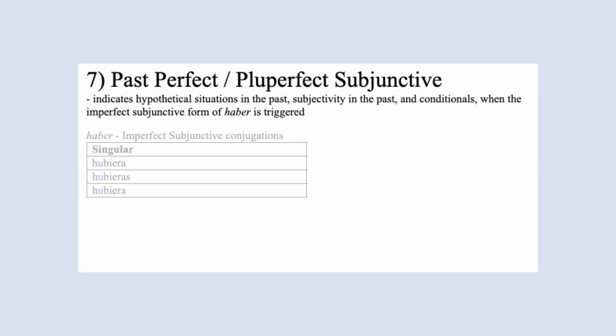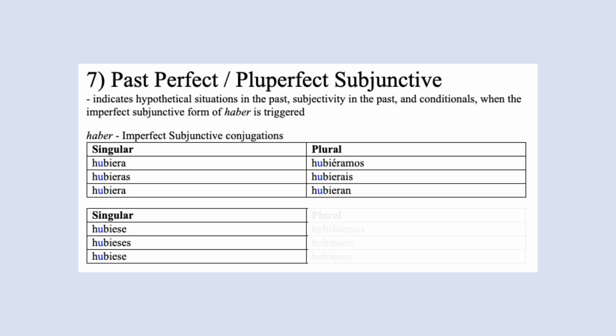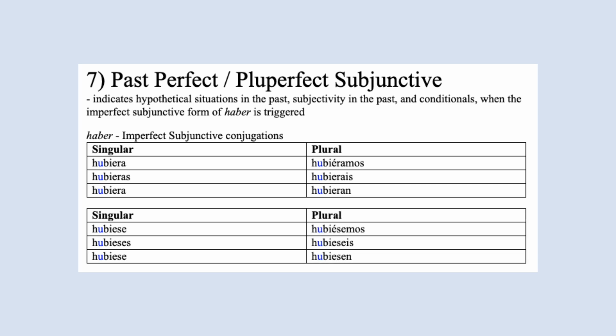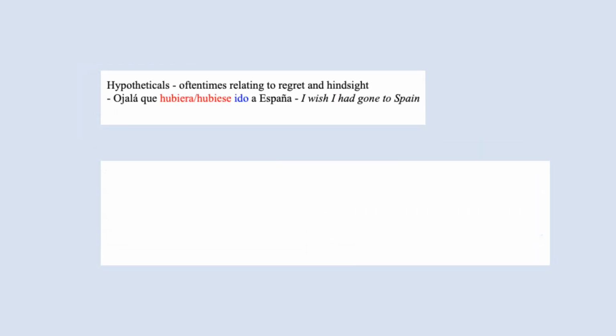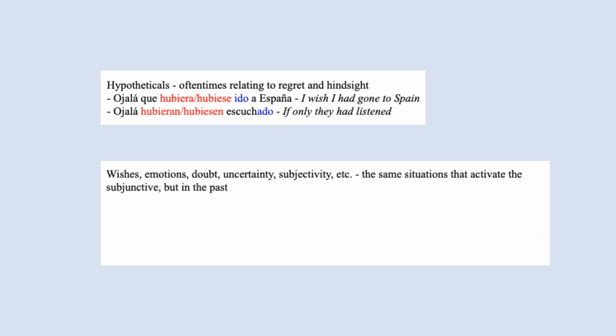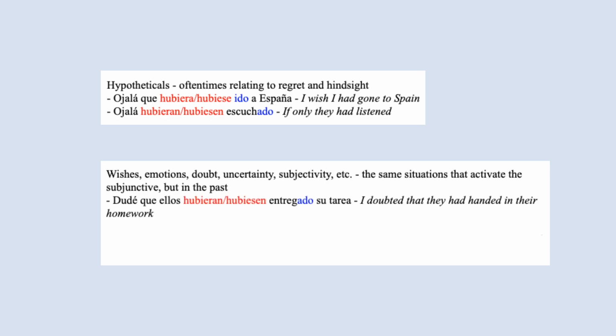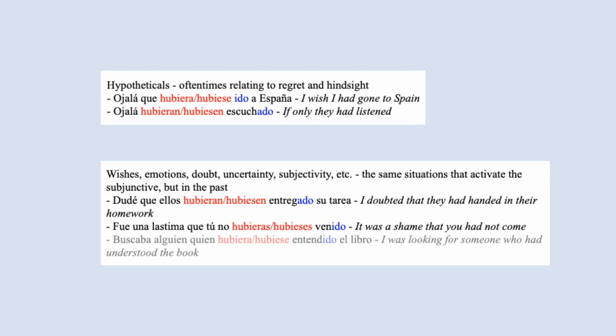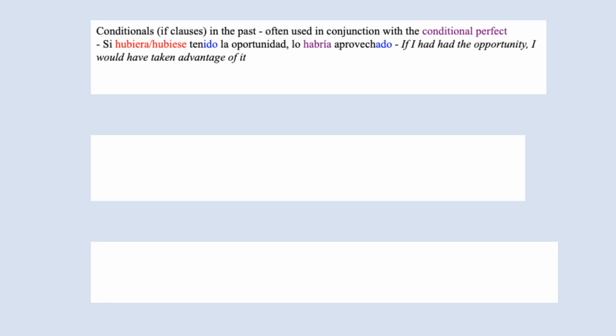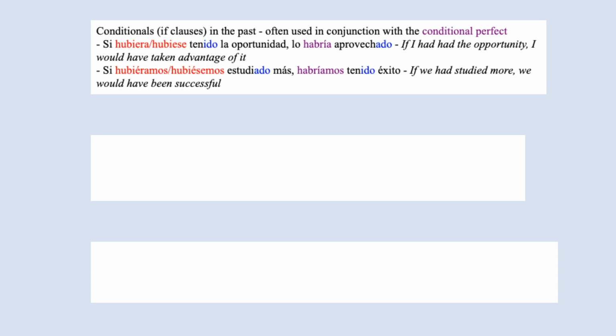The past perfect or pluperfect subjunctive is used for hypothetical situations and subjectivity in the past, and conditional sentences. Ojalá que hubiera ido a España. Ojalá hubieran escuchado. Dudé que ellos hubieran entregado su tarea. Fue una lástima que tú no hubieras venido. Buscaba a alguien quien hubiera entendido el libro. Si hubiera tenido la oportunidad, lo habría aprovechado. Si hubiéramos estudiado más, habríamos tenido éxito.